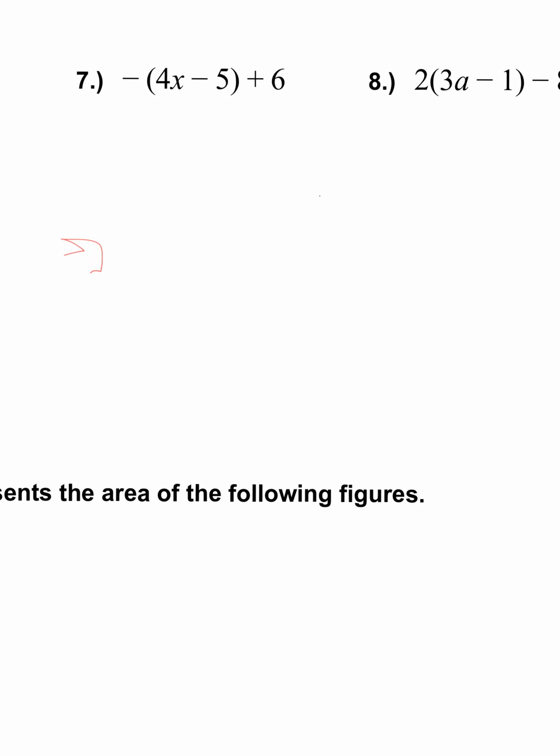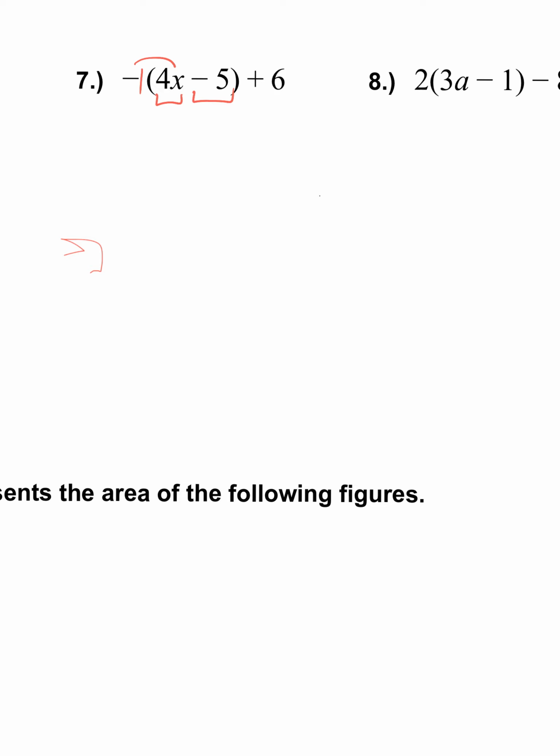Example number 7. For examples number 7 and 8, we're going to have to combine distribution and combining like terms. When we have this, we're always going to do our distribution first. So for number 7, we are going to distribute that negative sign through just to the values inside the parentheses. If you remember, distributing a negative sign through is like distributing a negative 1 through. So our first step is to multiply negative 1 times 4x.